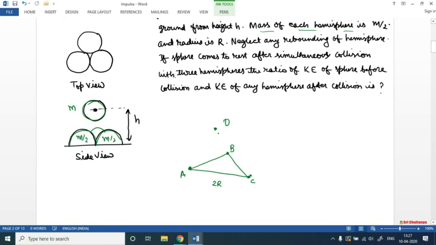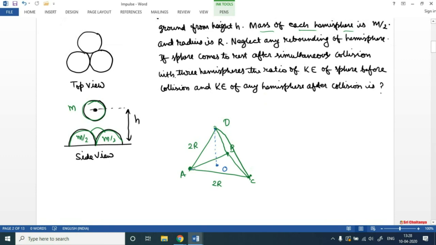If I join this point with A, B, C, all the sides will be equal to 2r. AD, BD or CD would be 2r. So this forms a regular tetrahedron at that instant. This is the geometry of the centers of the hemispheres and sphere just before the collision. Now let's look at the geometry. This would be the centroid. This is the vertical direction. Let's say this point is O.